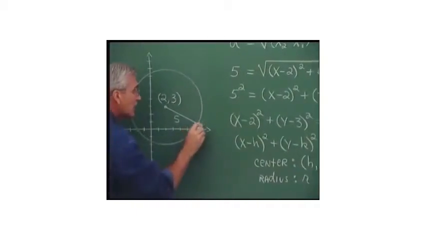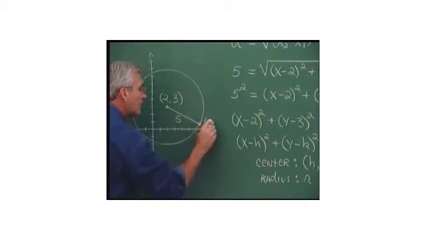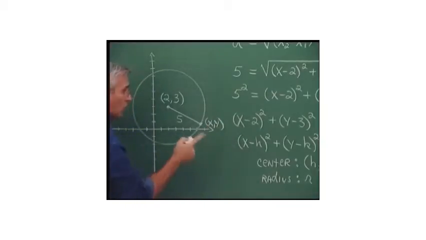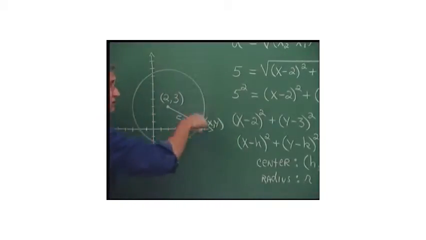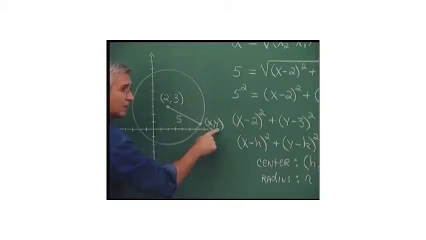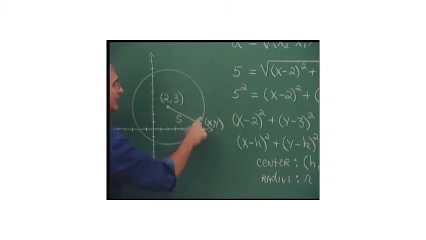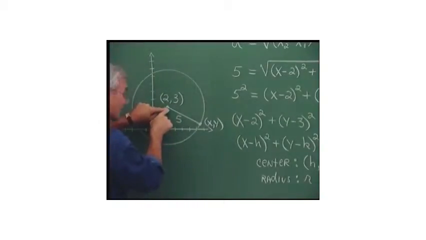This is a general xy pair. You see, the coordinates of any old point on the edge of the circle is an xy pair. So that's kind of a variable x and y. Here we have the center established at 2 and 3. So it's the distance from this specific point to any general point on the circle. And that's how we're generating our information for the distance formula.